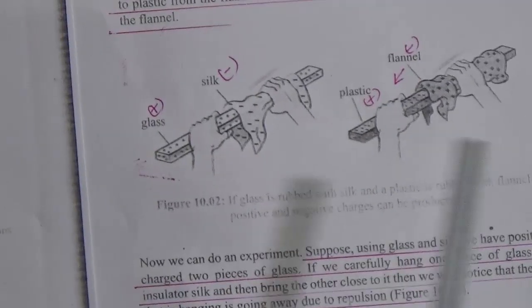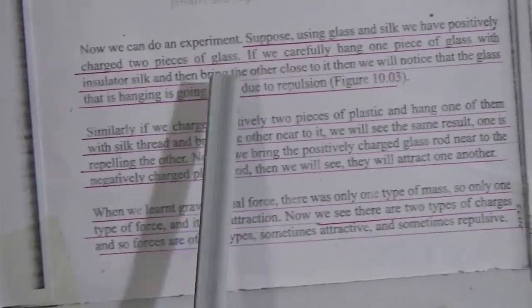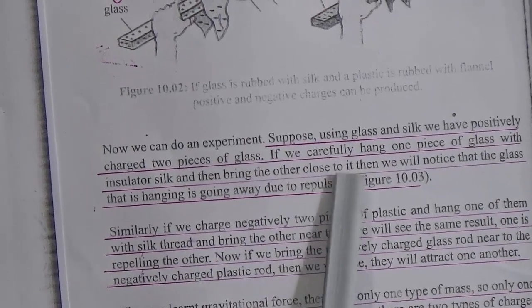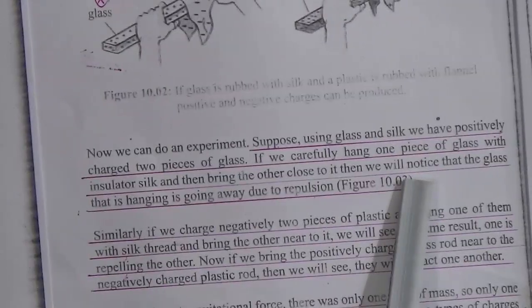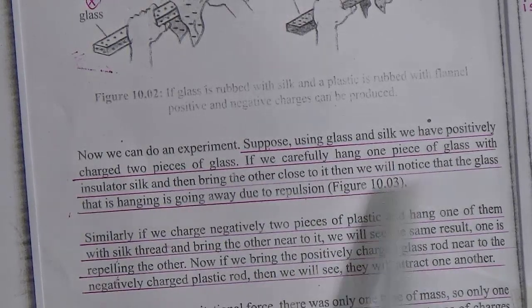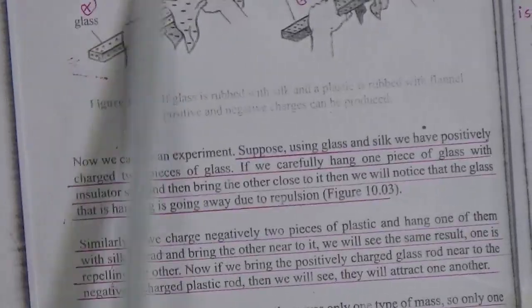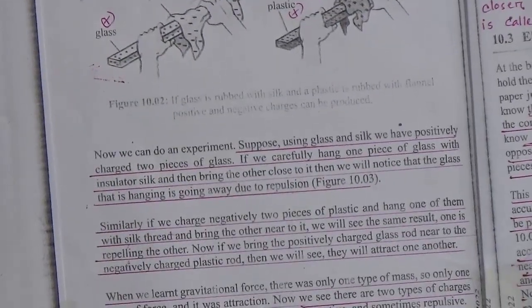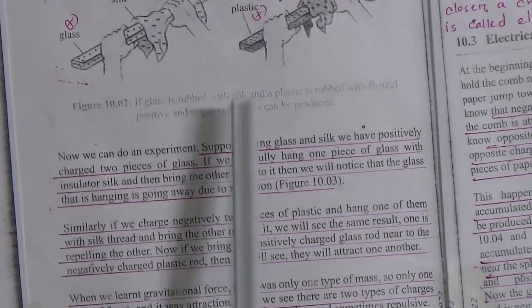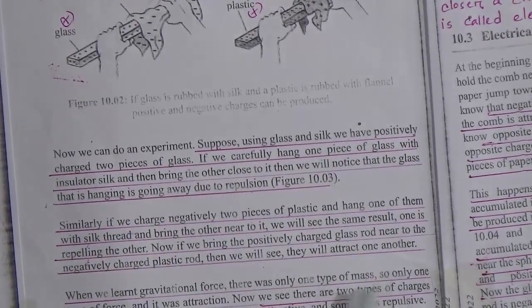Suppose using a glass and silk, we have two positively charged pieces of glass. If we carefully hang one piece of glass with insulating silk and then bring the other close to it, we will notice that the hanging glass goes away due to repulsion. So my dear students, from this discussion, we can say that same charges always repel each other and different charges always attract each other.